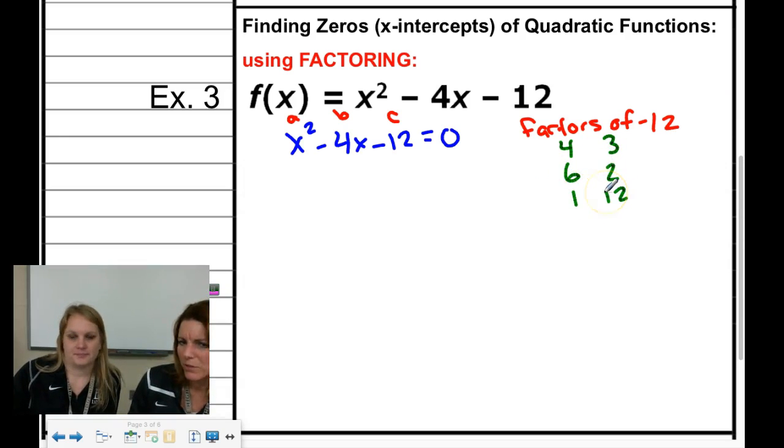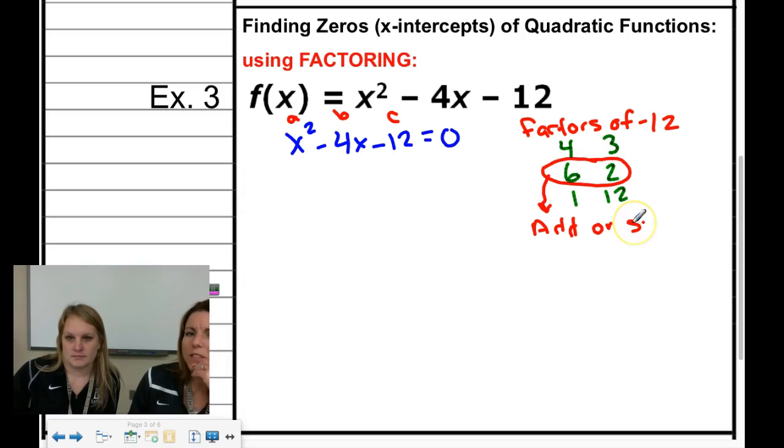That's it. All right, those are numbers that multiply to 12. Now, which ones will either add or subtract to 4? The difference between them is 4. It's only this 6 and 2. So those are the numbers we're going to use when we set up our factoring problem.